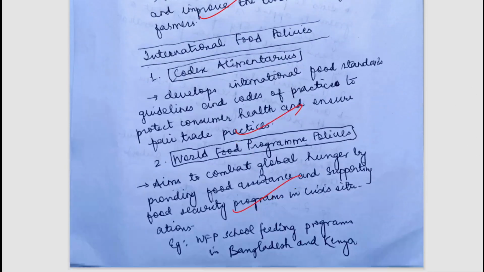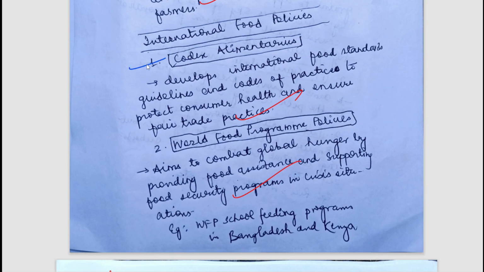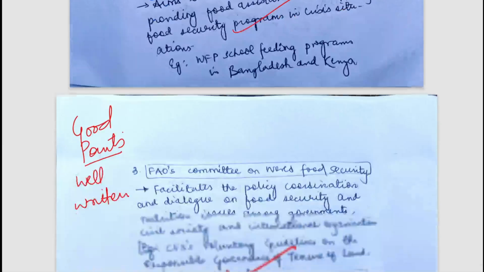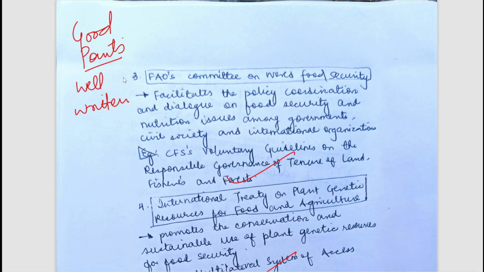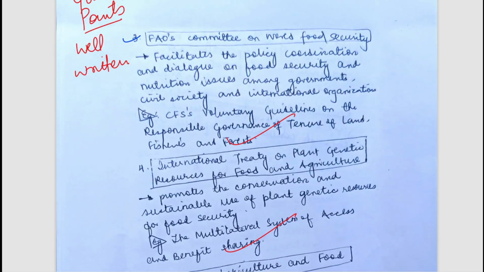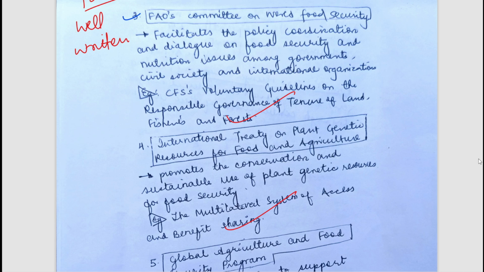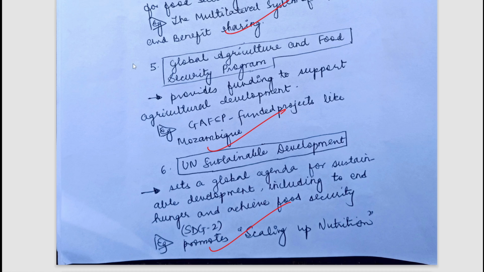Now let's move to international food policies. That is Codex. We all know about Codex, World Food Programme. FAO, the Food and Agriculture Organization, is highly using different kinds of schemes and policies for world food security. So you can read this. International Treaty on Plant Genetic Resources for Food and Agriculture, yes, obviously. Global Agriculture and Food Security Program, even Sustainable Development, all had many themes and elements of national and international policies. You can discuss any 5 or 6, that will be enough for your answer. Let's move to the next question.